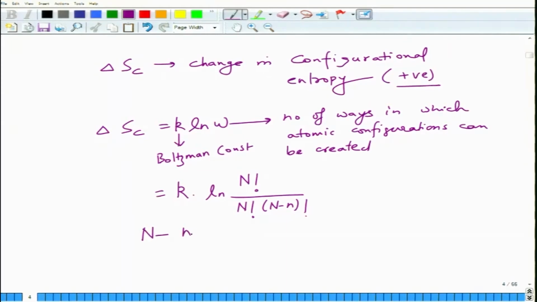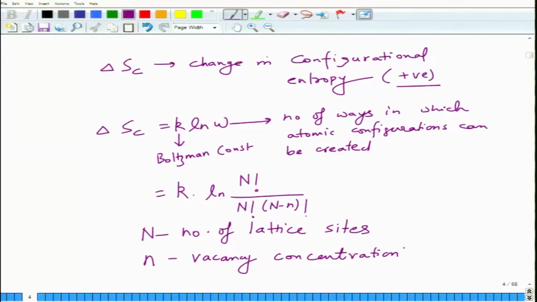is the number of lattice sites, not the number of atoms, because the number of atoms has now reduced, and small n is the vacancy concentration. So, capital N is the total number of sites, N minus n is the number of remaining atoms, because small n is the number of vacancies. So, these many atoms have now to be configured on the N lattice sites.